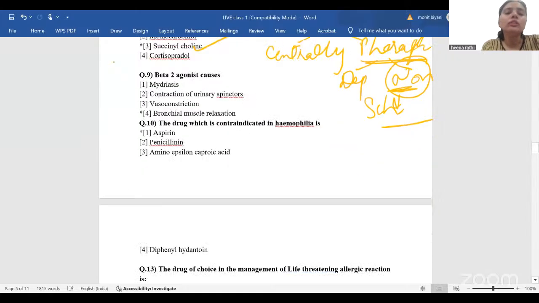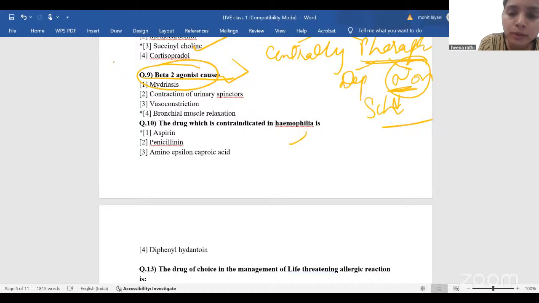Beta 2 agonist. Previous question was beta 1 agonist. Beta 1 was specifically present in the heart and juxtaglomerular cells. Beta 2 is present on various sites, like the bronchial smooth muscles, the uterus, the eye, and the blood vessels. Beta 3 is present on the adipose tissues only. So beta 2 agonist is going to do all the actions which are stimulated by the beta receptors.